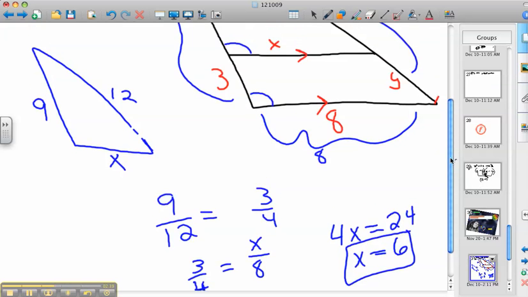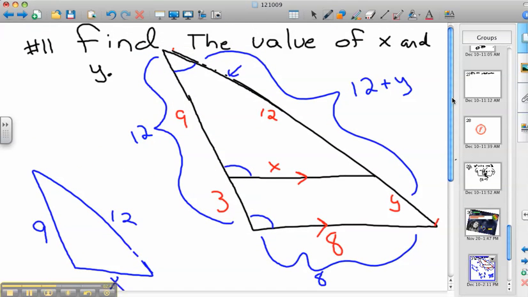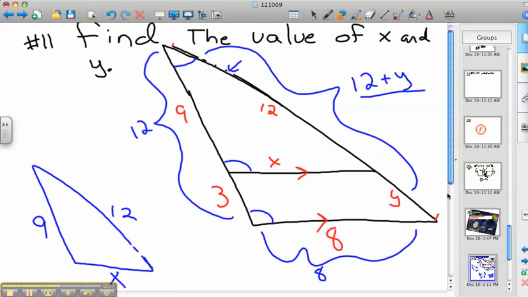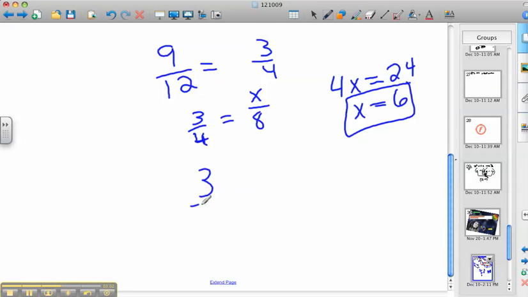All right. The other one, though, is a little trickier because y isn't by itself on the big triangle. It's added to the 12. So when we compare to find y, we've got to use this whole 12 plus y section. So in this case, use the same proportion, 3 over 4 equals, the small triangle had a length of 12, and that corresponds to 12 plus y. And then do the same thing, cross multiply.